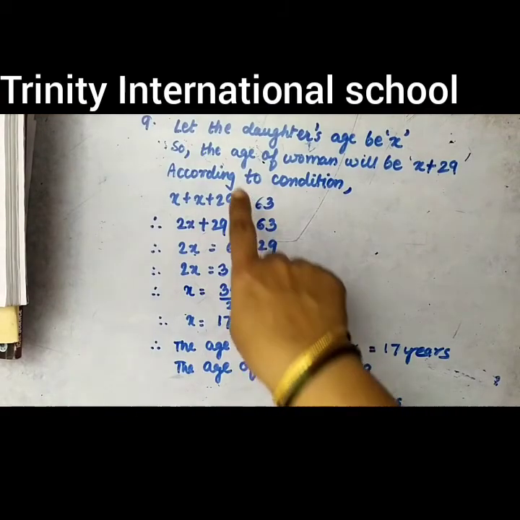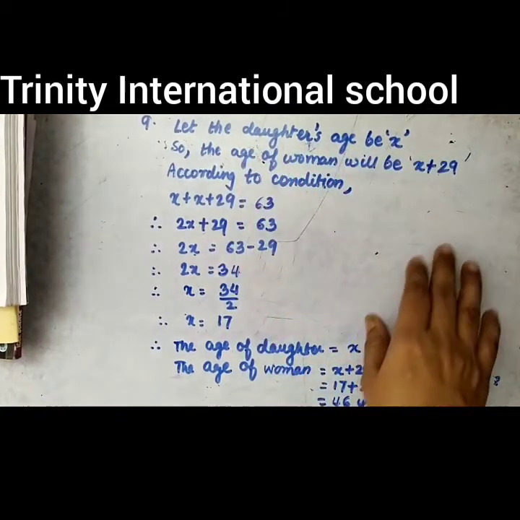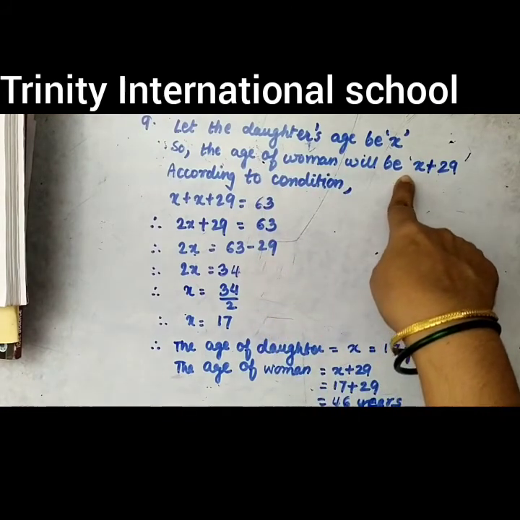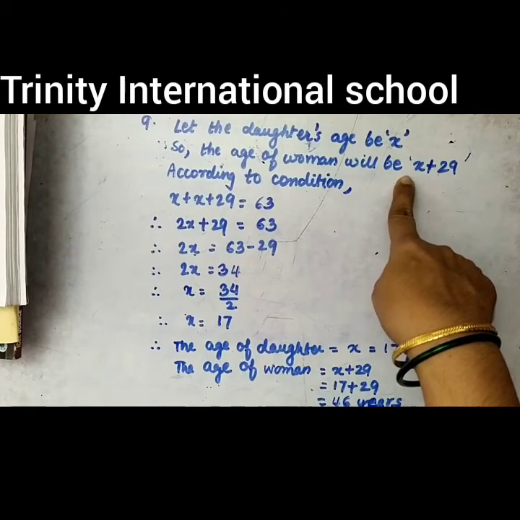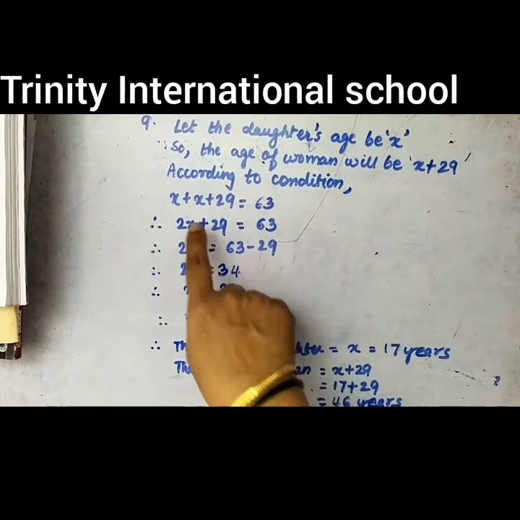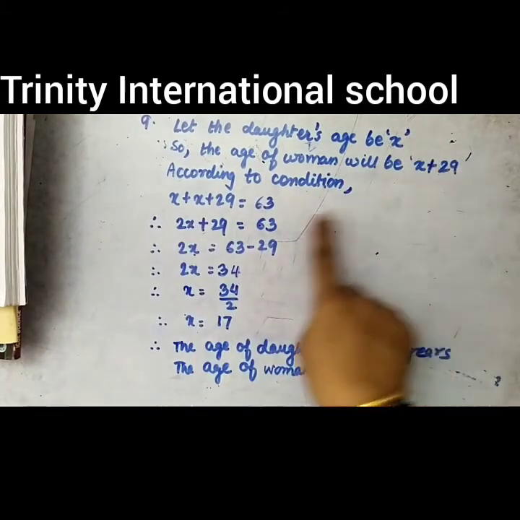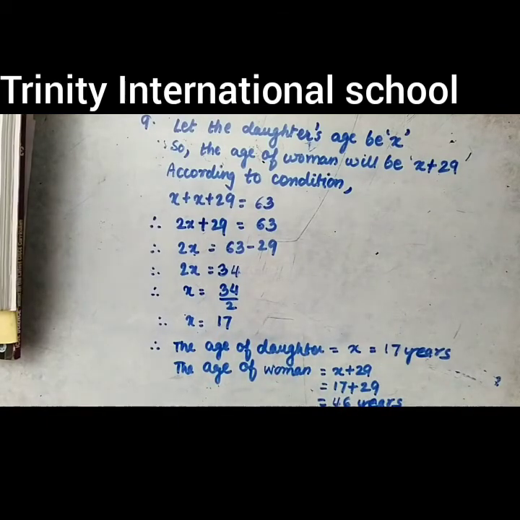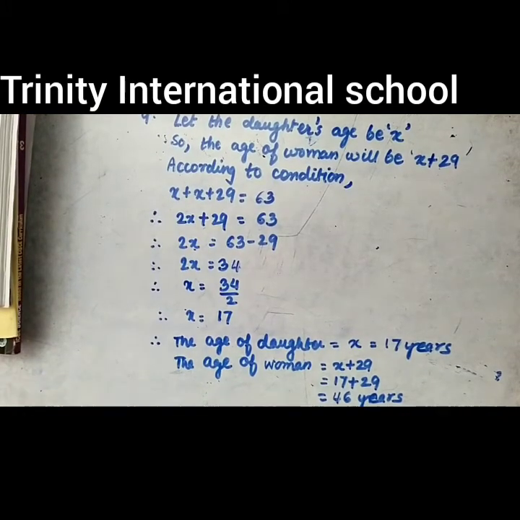Now see, I have taken the daughter's age to be x, and according to the given statement, you have the age of the woman as x plus 29. So according to the condition, the sum of these two will give you 63. So as we have solved it, we got x is equal to 17. So the age of the daughter is 17 years and the age of the woman is x plus 29, and that gives you 46 years.